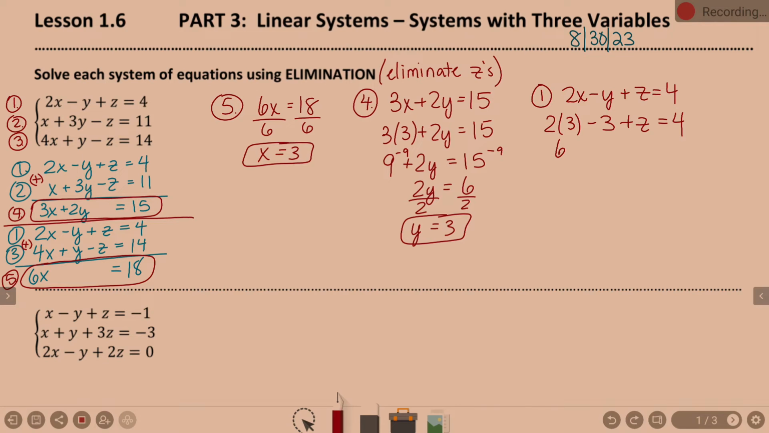Okay, what do we have? 6 minus 3 plus z equals 4. Good. 6 minus 3 is 3. 3 plus z equals 4. Subtract the 3. 4 minus 3 is 1.